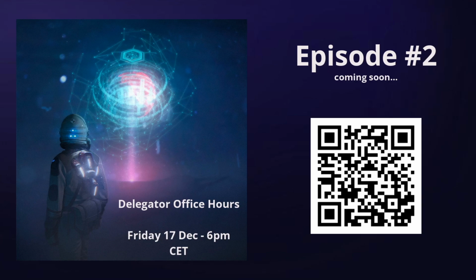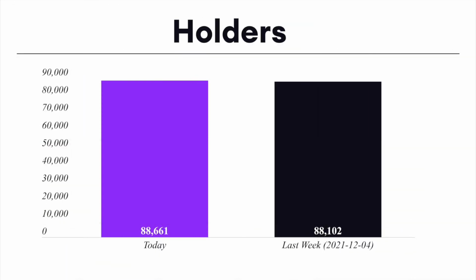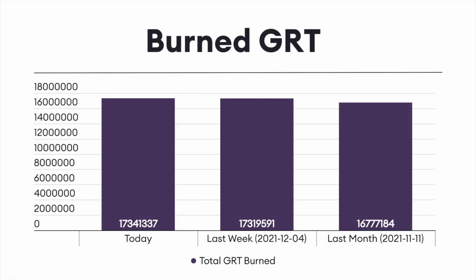In the last 7 days, the GRT holder count has increased by 559 wallets. This brings the total of the active holders to 88,601. The total amount of GRT that has been burnt now stands at 17,341,337. This is an increase of 21,746.